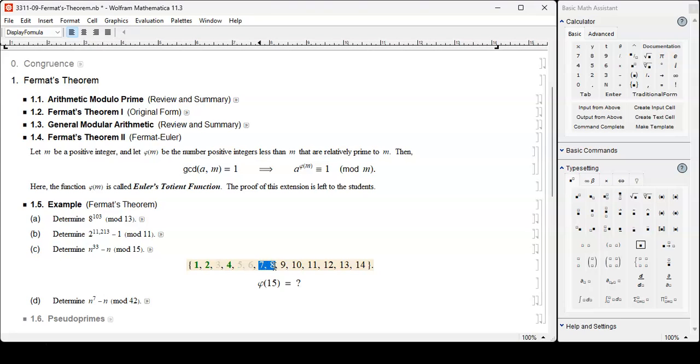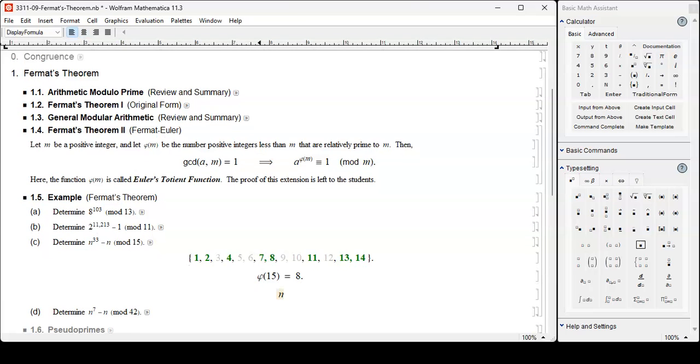The 7 and 8, 9 and 10, no. And 11, yes. 12, no. And 13 and 14, yes. So did I highlight the whole numbers less than 15 that are relatively prime to 15? How many are there? 1, 2, 3, 4, 5, 6, 7, 8. Okay. Phi of 15 is 8.